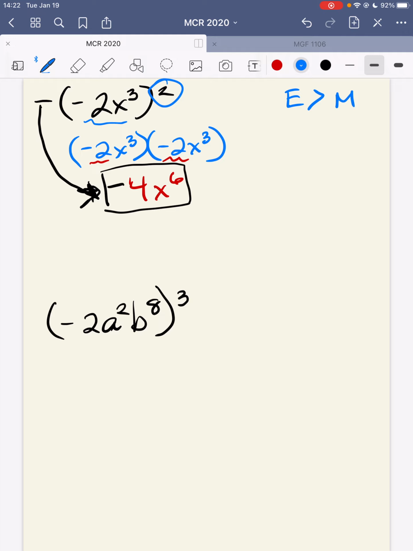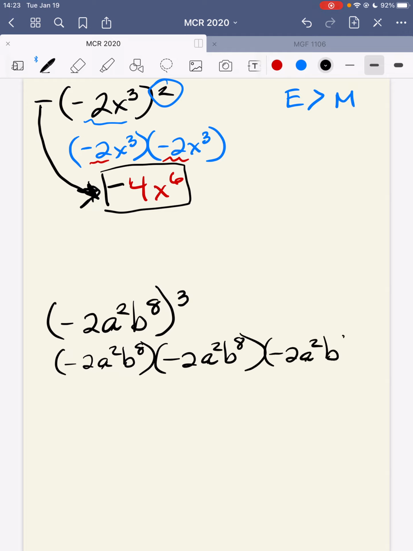All right. So I have negative 2a squared b to the 8, negative 2a squared b to the 8, and negative 2a squared b to the 8. I make sign errors too. I like to sometimes write them out. You can also go ahead and rearrange these. You're totally allowed. This is all multiplication.